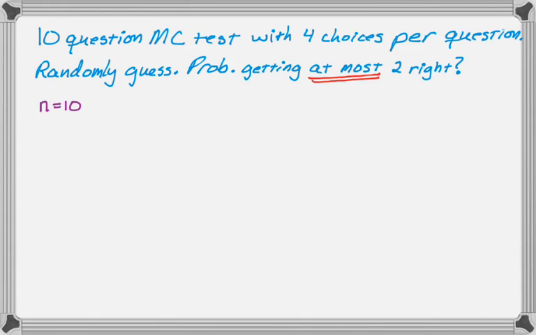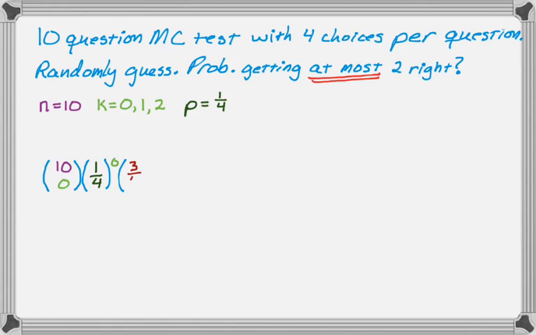So in this problem, n is 10, k is going to be, we could get none right, we could get 1 right, or we could get 2 right. So we're going to have to do each of those, and then we're just going to add our answers together. The probability of success is 1 in 4 because there are 4 choices per question, which means the probability of failure is 3/4, or 1 minus 1/4.